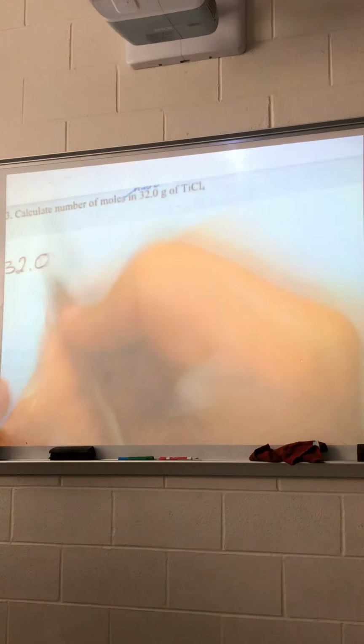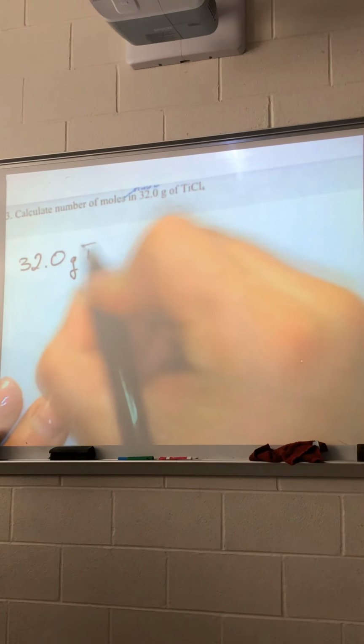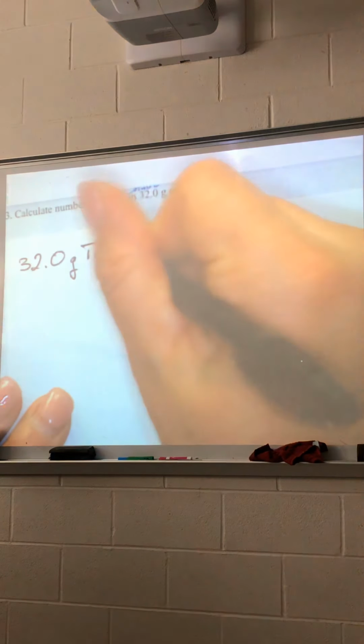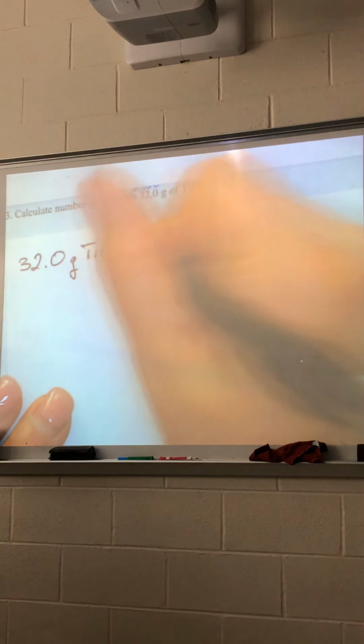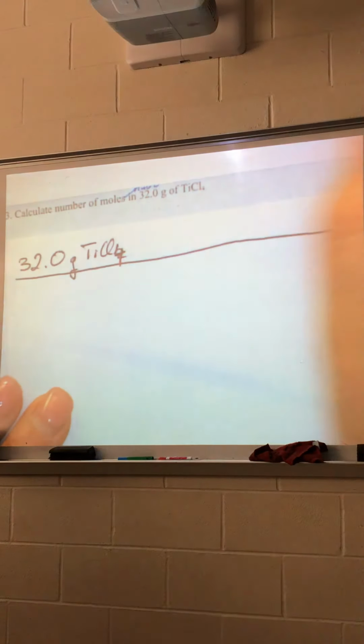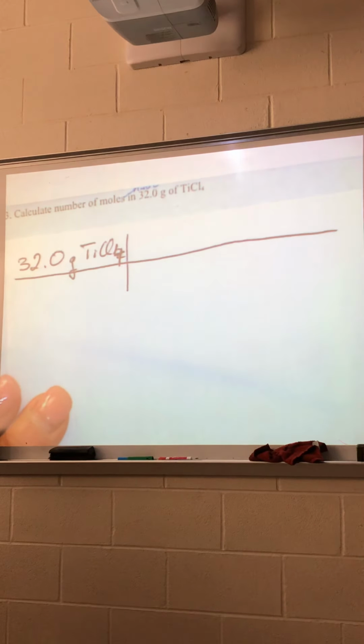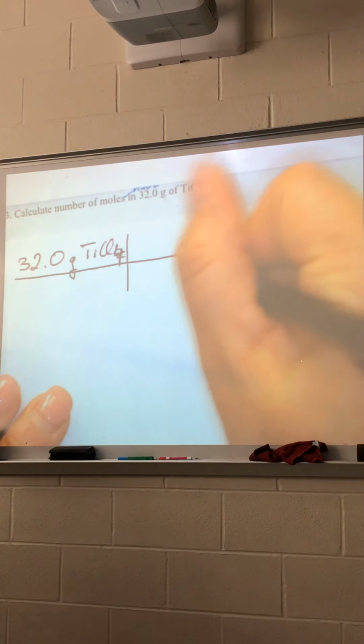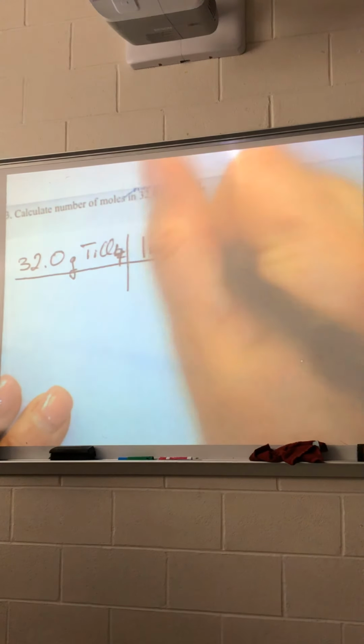32.0 grams of titanium chloride, TiCl4, sorry, not 2, but 4, and you draw your railroad track or your ladder. Okay. I'm going from grams into what, class? I'm going from grams into moles, so my grams have to go on the bottom, and 1 mole has to go on top.